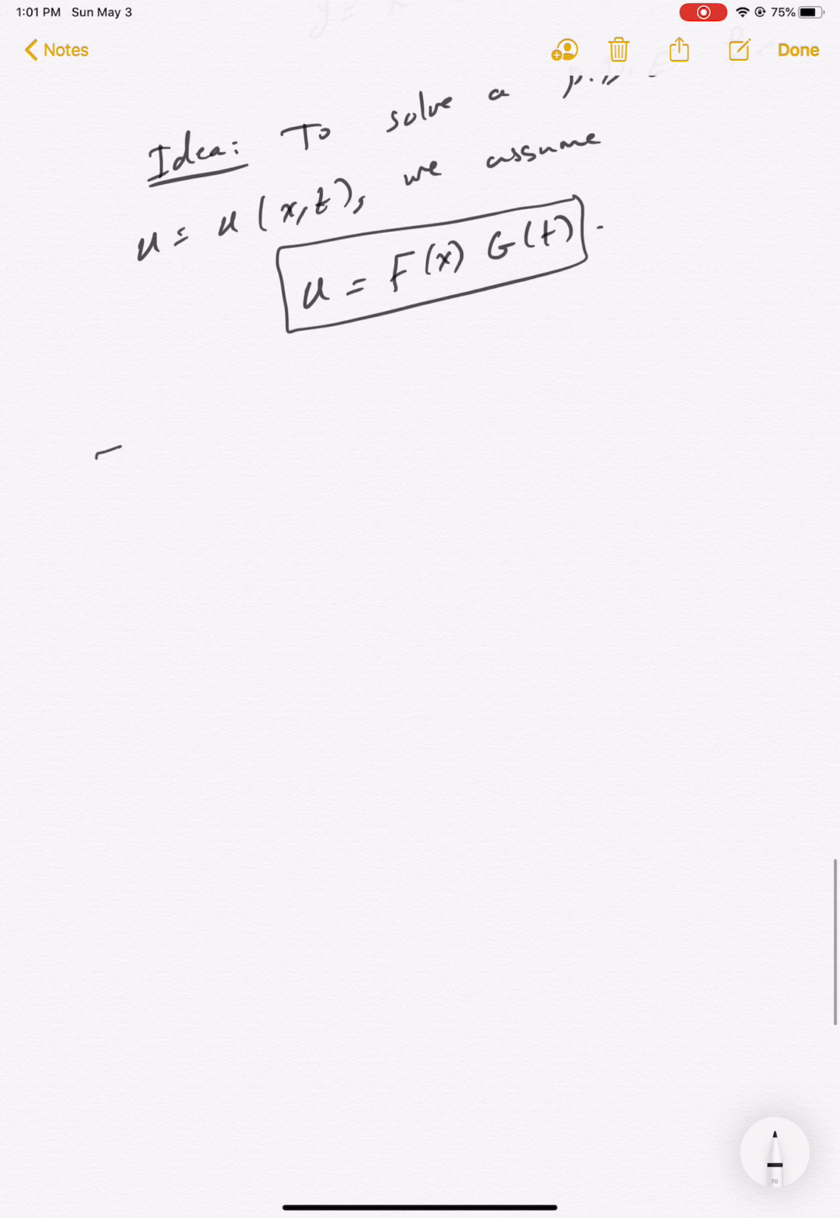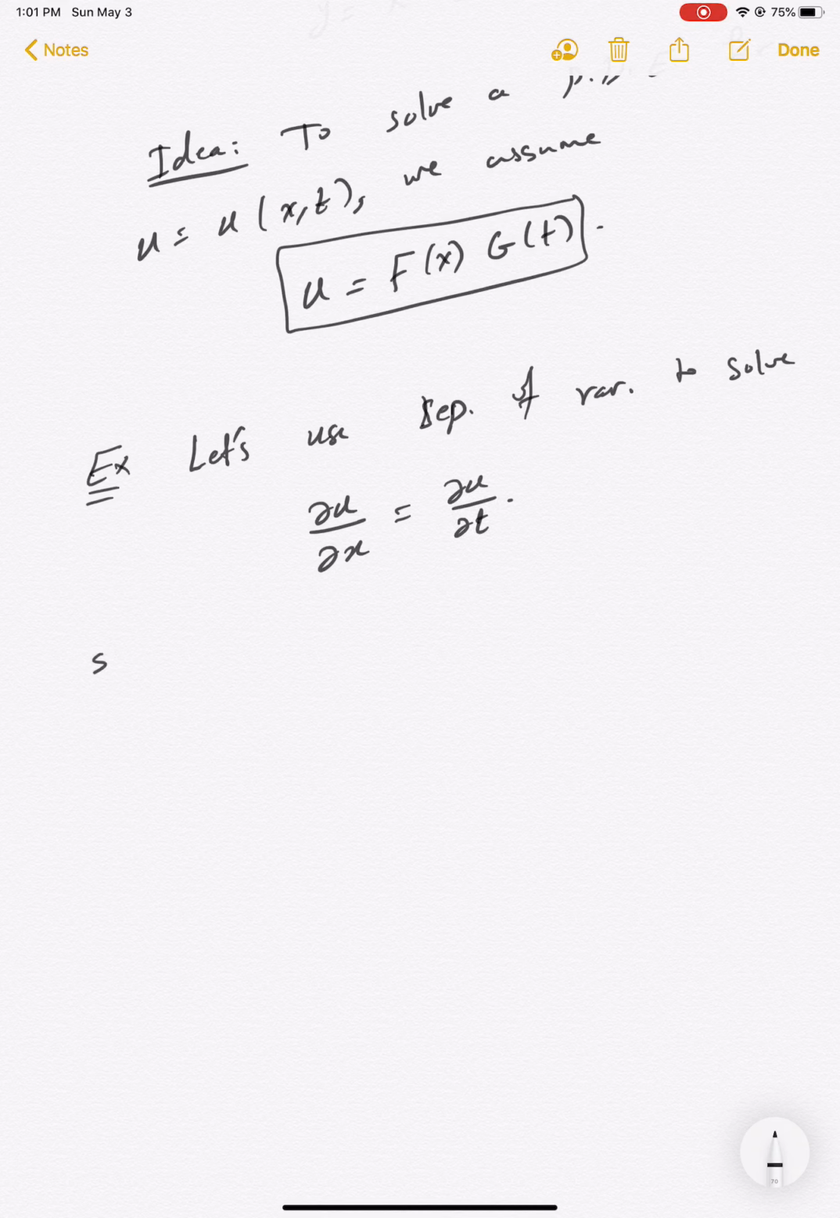So let's solve a simple example on separation of variables. The real example will start with the wave equation, which we will do in a next video. So for example, let's use separation of variables to solve the very simple equation: partial u with respect to x equals partial u with respect to t. Of course, if nothing is given, we assume that the function is in terms of two variables x and t. So we are trying to find a function u in terms of x and t that satisfies this equation. Now the idea of separation of variables, we start by assuming that the solution has this form.